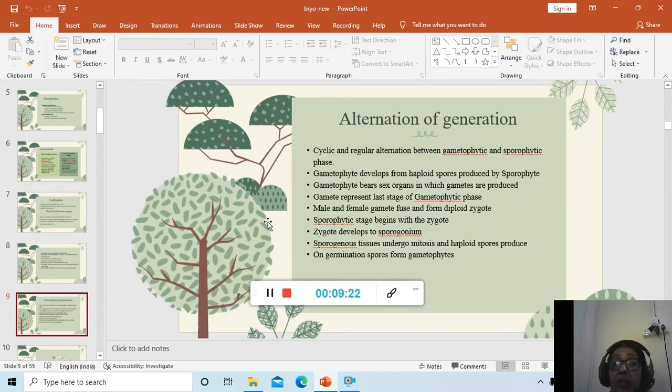The male and female gametes fuse to form the zygote, which is diploid and is the starting of the sporophytic generation. The zygote then develops into the sporogonium. Inside the sporogonium, sporogenous tissues are there, and they undergo meiosis, and you can see haploid spores developed. On germination, these spores will form the gametophyte.